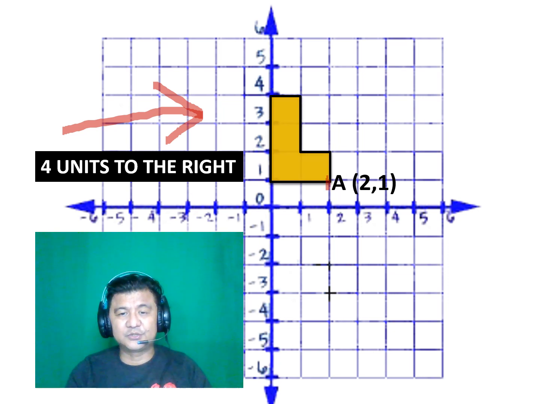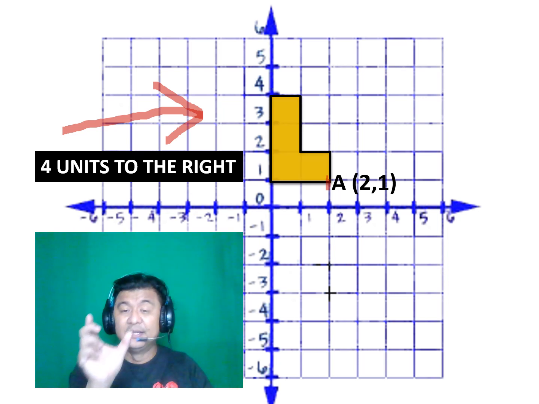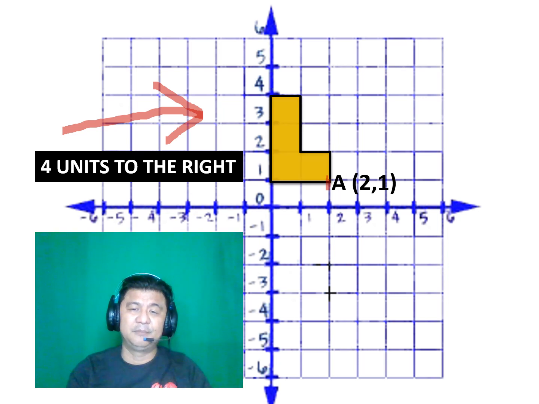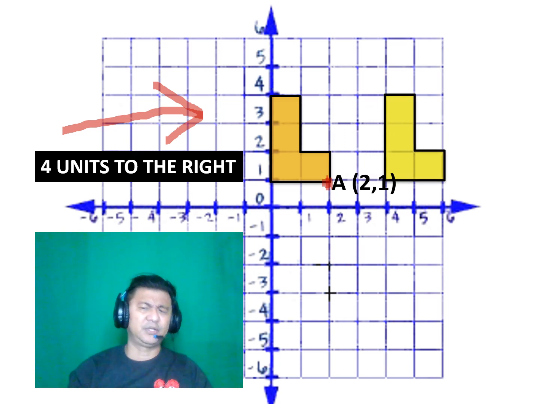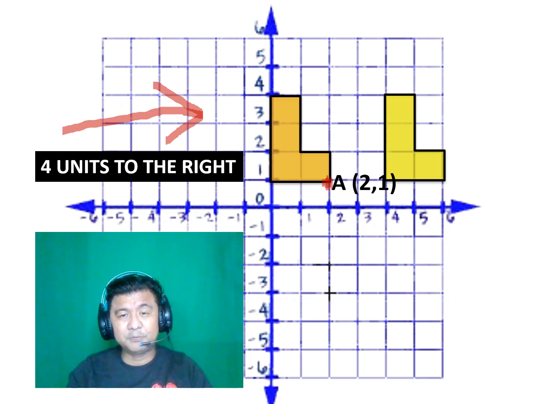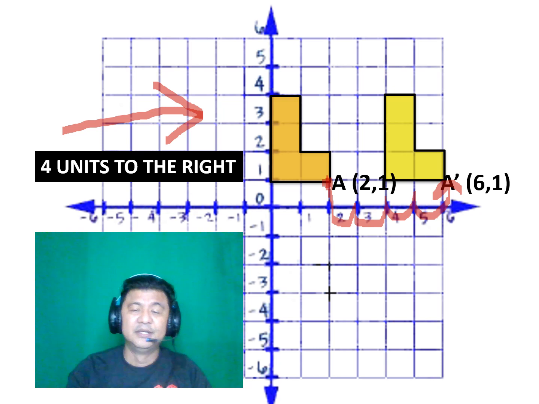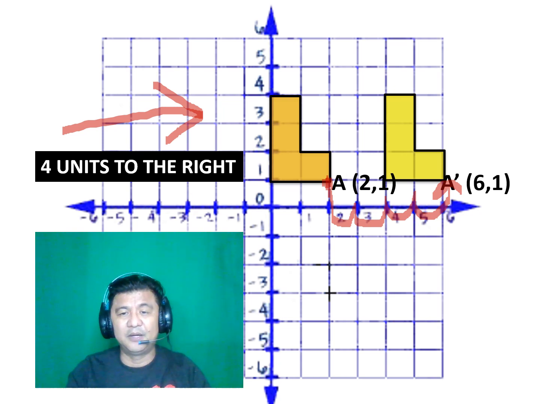We name it as 2, comma 1. We're okay with naming coordinate points, right? That point is 2, 1. That's our focus. Now, if I move 4 units to the right, what will happen? Check this out. 1, 2, 3, 4. Now, you might say, oh, Ram, that doesn't look like 4 units to the right. Don't count the spaces in between. We're counting the vertex's movement. So 1, 2, 3, 4. See that? So this will now be the new A. Let me label it A as 6, 1.